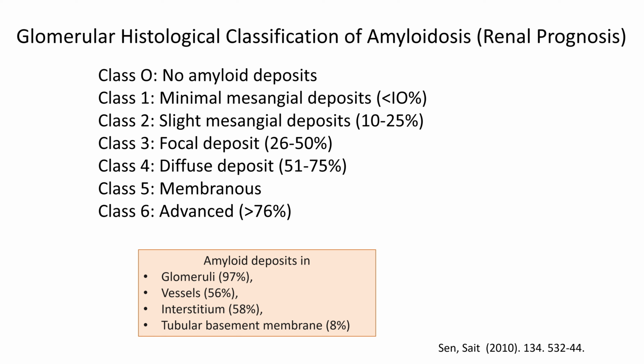But other than the glomeruli, which is the most frequent renal deposition, at about 97%, vessels are about 86%, interstitium about 58%, and tubular basement membrane about 8%.